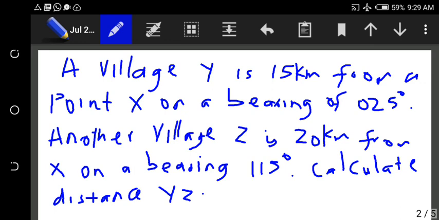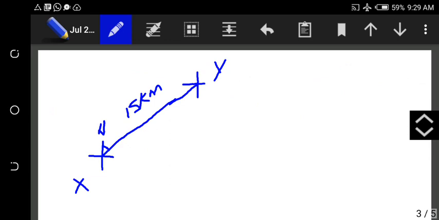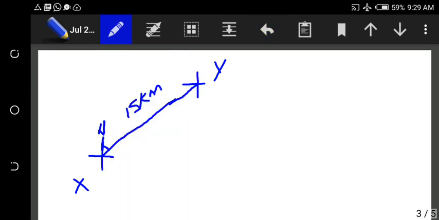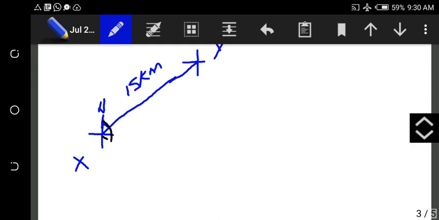Another village Z is 20 kilometers from X on a bearing of 115 degrees. That means that from the same point X, when you move 115 degrees, that should be from here. 115 should come into this quadrant, because from here to here is 90. That's 90 that you have there. So 115 should come all the way down to this point. So we have 115 degrees, and the village is 20 kilometers.